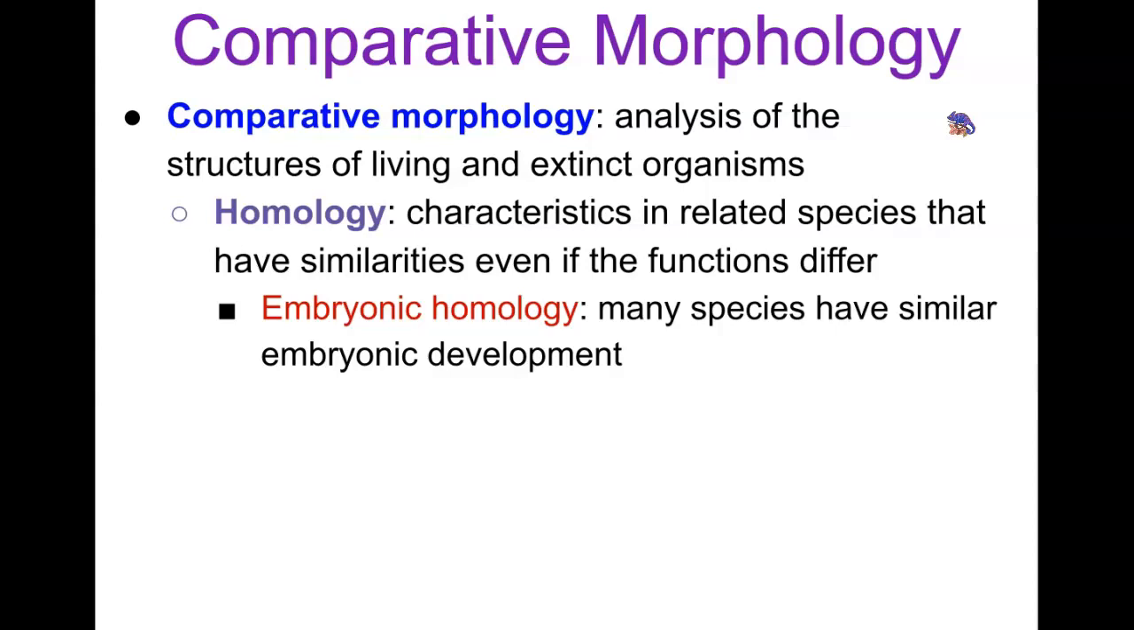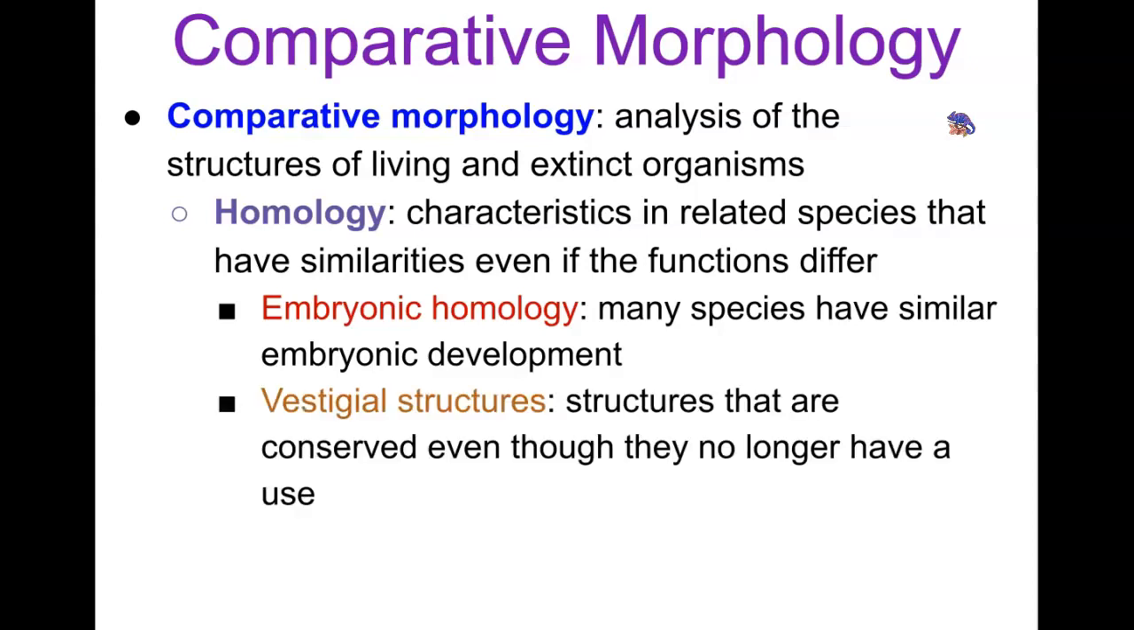So when we look at homology, one of the things we might look at is embryonic homology. Many species have very similar embryonic development. If you think of the development of the human embryo, there's a point where you can't tell, is that going to be a chicken, or is it going to be a human, or is it going to be some other sort of animal, because of the shared characteristics or similarities that many species, like a human and a chicken, share through that embryonic development.